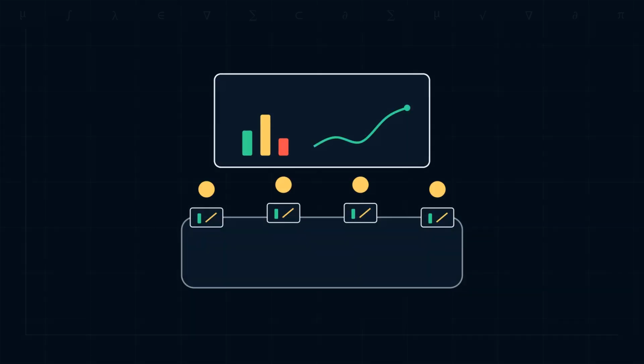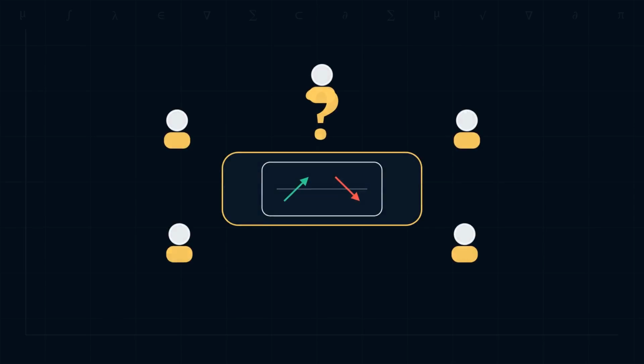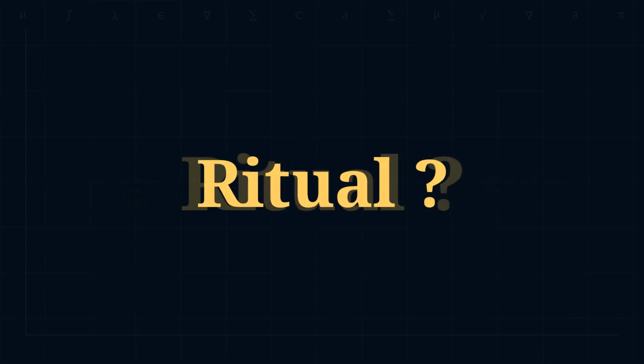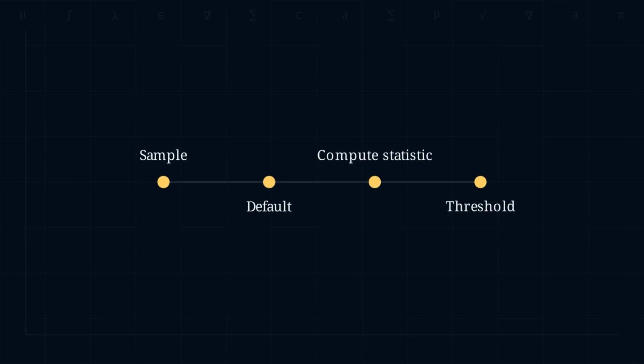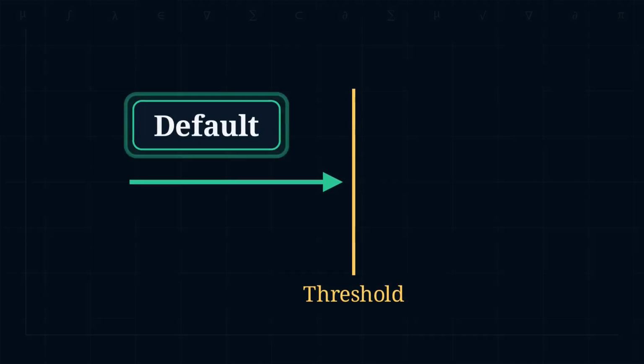Picture yourself in a sprint review. A dashboard flashes a p-value less than 5%, everyone nods, and no one asks which way the test just failed more often. A hypothesis test is a decision rule disguised as ritual. You set up a default story, the null, and an alternative story, the effect you care about. You compute a statistic from the sample and compare it to a threshold. Cross the line, and you reject the default. Do not cross it, and you keep it.